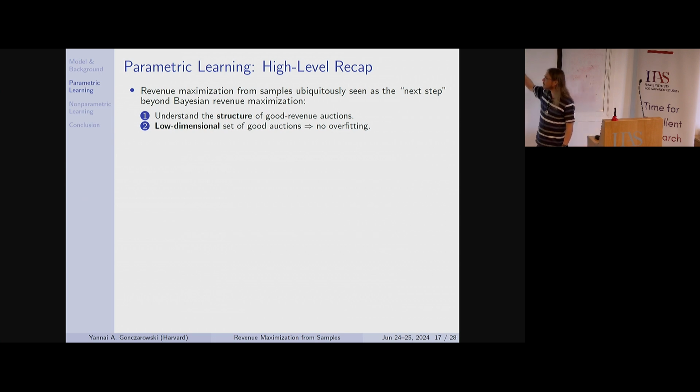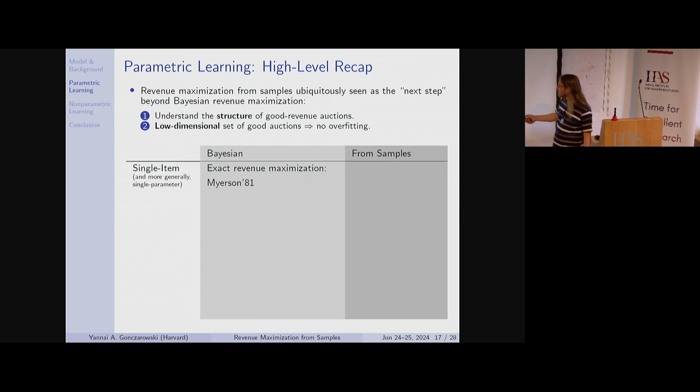This could be Myerson for the single parameter case, or one of many beautiful papers that show constant factor approximations for the revenue in the multi-item case, and then use these insights to say it's fine to restrict ourselves to maximizing over a low-dimensional set of such auctions, and there will be no overfitting. And as we said, for the single item, or more generally single parameter, Myerson completely solved the Bayesian problem. We have a variety of papers that transform these structural insights into up to epsilon maximization from samples.